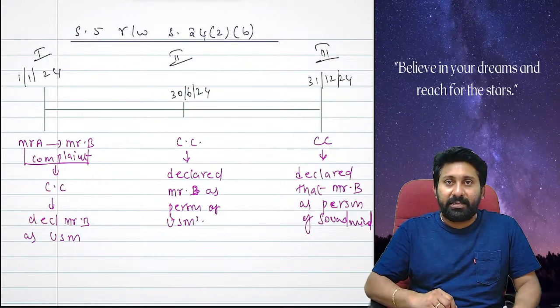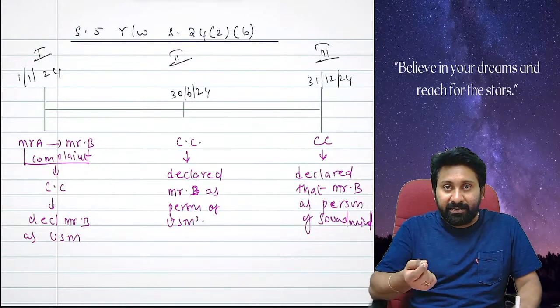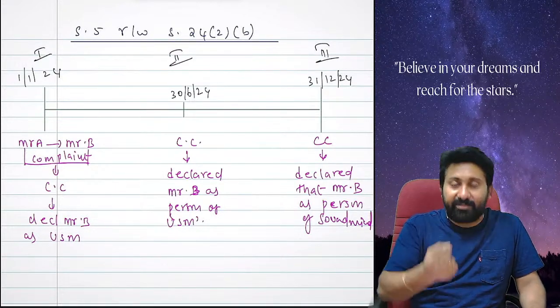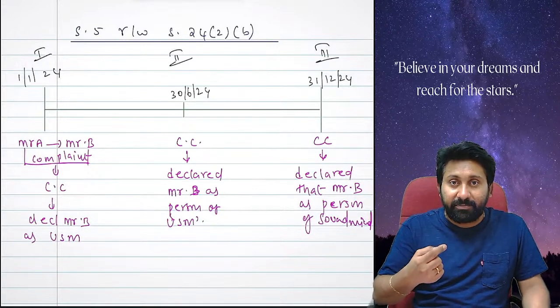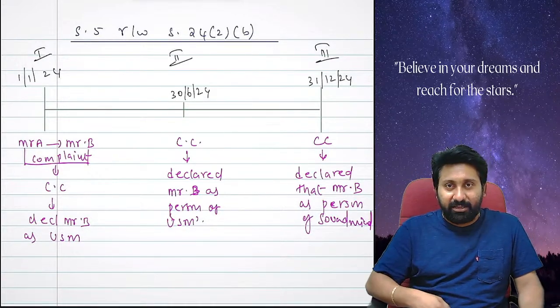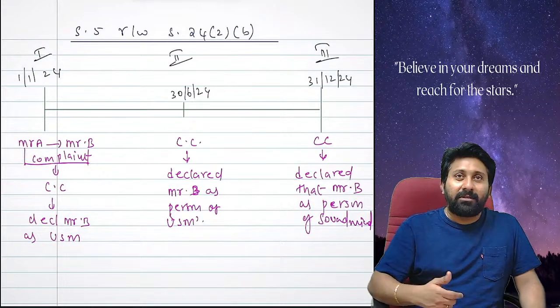Disqualification is like a disease. Vacation is like a death. Repetition: disqualification is like a disease, vacation is like a death. What is this, sir?